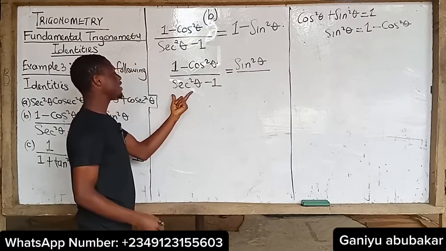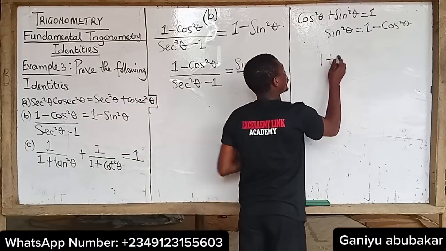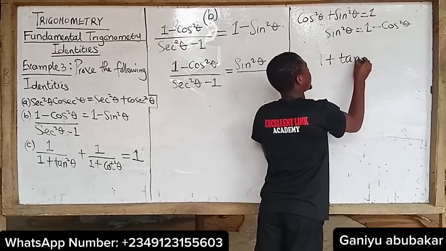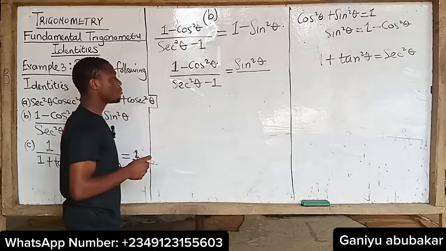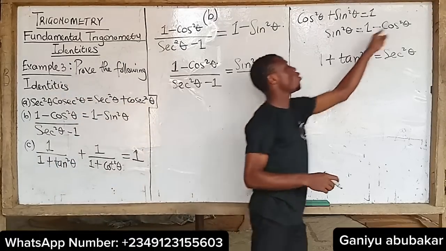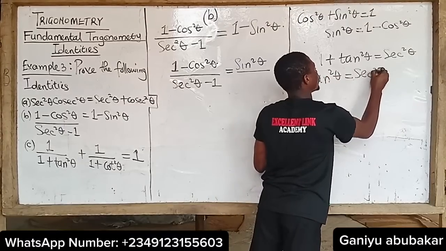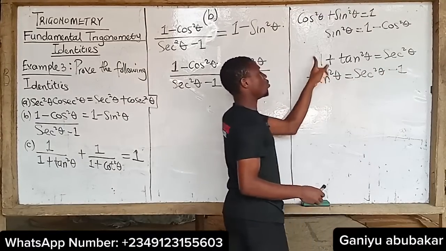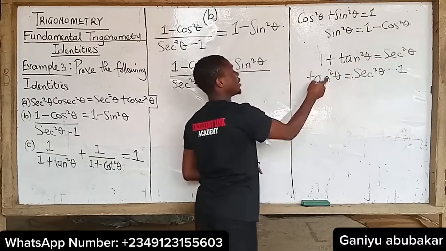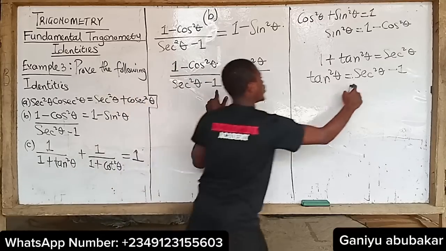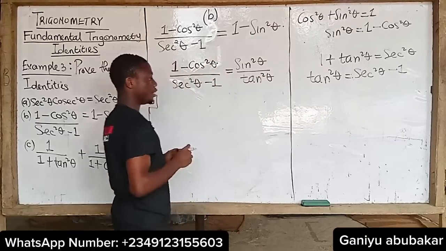All over, I'm seeing sec squared theta minus 1. What we know is that 1 plus tan squared theta is equal to sec squared theta. This is what we know before now. But now I'm seeing sec squared theta minus 1. It means that tan squared theta is equal to sec squared theta minus 1, taking this one here becomes a negative 1. So anywhere I see this expression, I can replace it with tan squared theta.